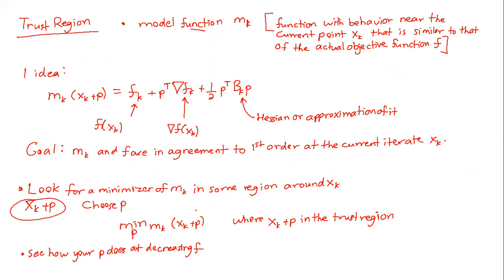So the P is not in a fixed direction, because it's just whichever one makes this function as small as possible. And then if I shrink the trust region, so I shrink the region I'm looking at, this function might now be minimized in a different direction. So that's a difference between the line search and the trust region.